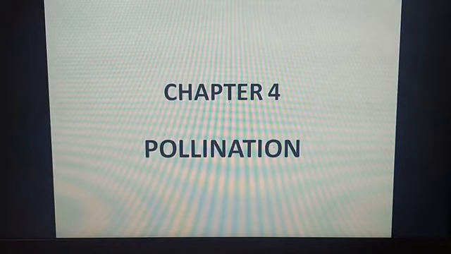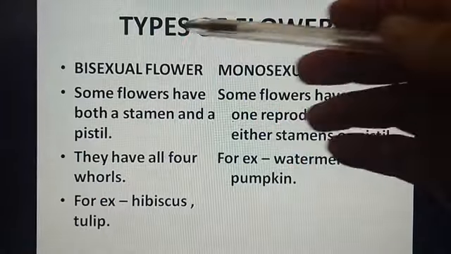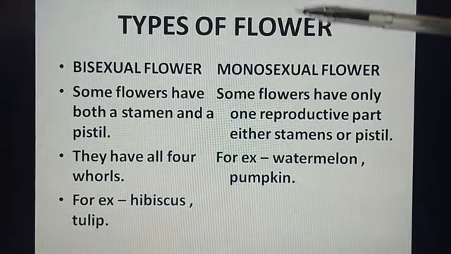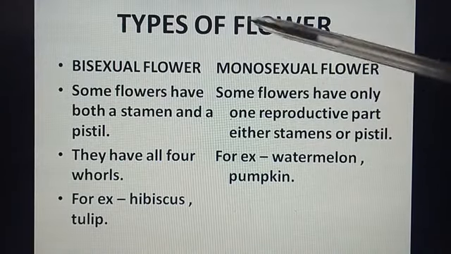In our previous video, we have studied about parts of flower. Now, in this video, I will explain to you about types of flower and pollination. Types of flower. There are two types of flower, bisexual flower and monosexual flower.